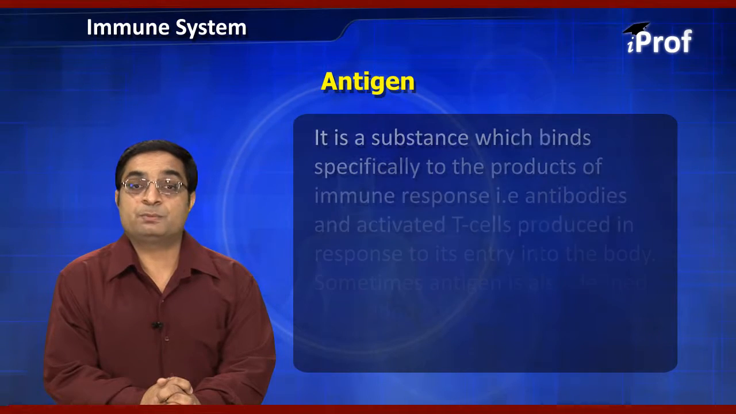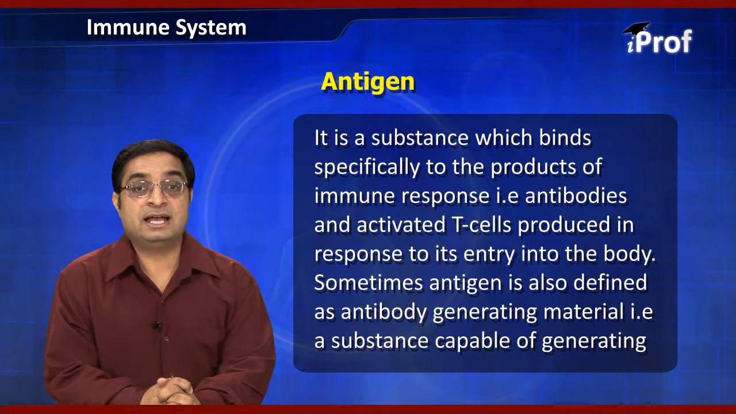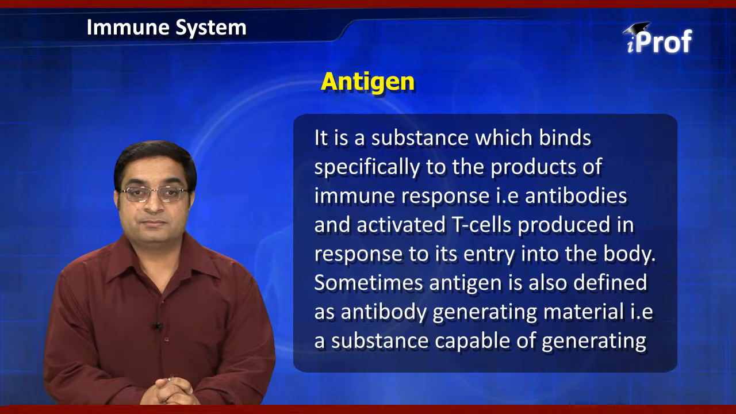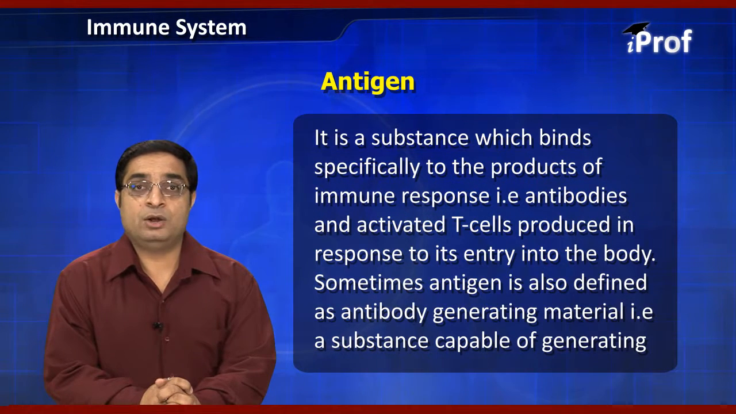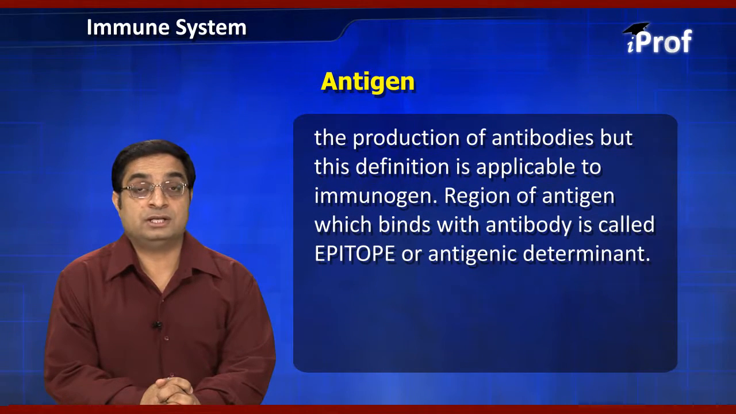It is a substance which binds specifically to the products of immune response, that is, antibodies and activated T cells, which are actually produced in response to its entry into the body. Sometimes, antigen is also defined as antibody generating material, that is, a substance which is capable of generating the production of antibodies. But this definition is actually applicable to immunogen. The region of antigen which binds with antibody is called epitope or antigenic determinant.